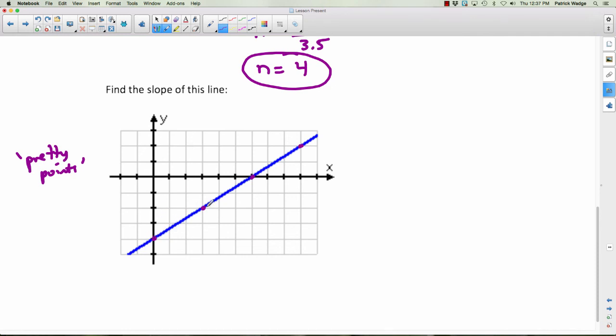You could pick this one and this one, or this one and this one, or this one and this one, or this one and this one, this one and this one, or this one and this one. So what's that give you? 6 possibilities? So I'll pick this one and this one. How about that? Okay, so what are we going to do? We're going to draw that little triangle, right? We're going to think of the up and the over, the rise and the run. So I'll start at this one and I'll draw a line rise. How far do I go? Right to there, because that's where the other point is. And then I'll run from here to here.